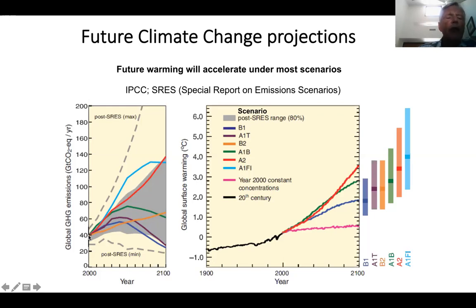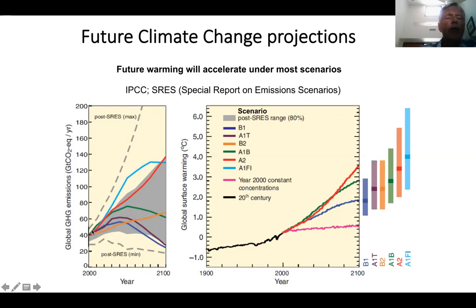And there are various scenarios. Those scenarios are shown in these different colored lines. Some of the scenarios are ones that have actual reduction in greenhouse gases because of our behavior and the way that we manage it. Some of them, like this orange scenario, is just a gradual continued increase.